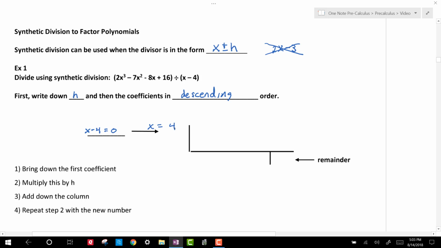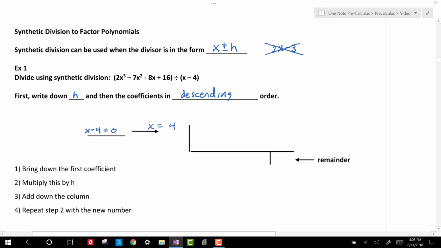All right, that's my h value. That's what I want to divide by. So it's a little different from long division in that you're not using the number from the factor itself, you're actually using the solution to the factor. All right, we'll talk more about that later on.